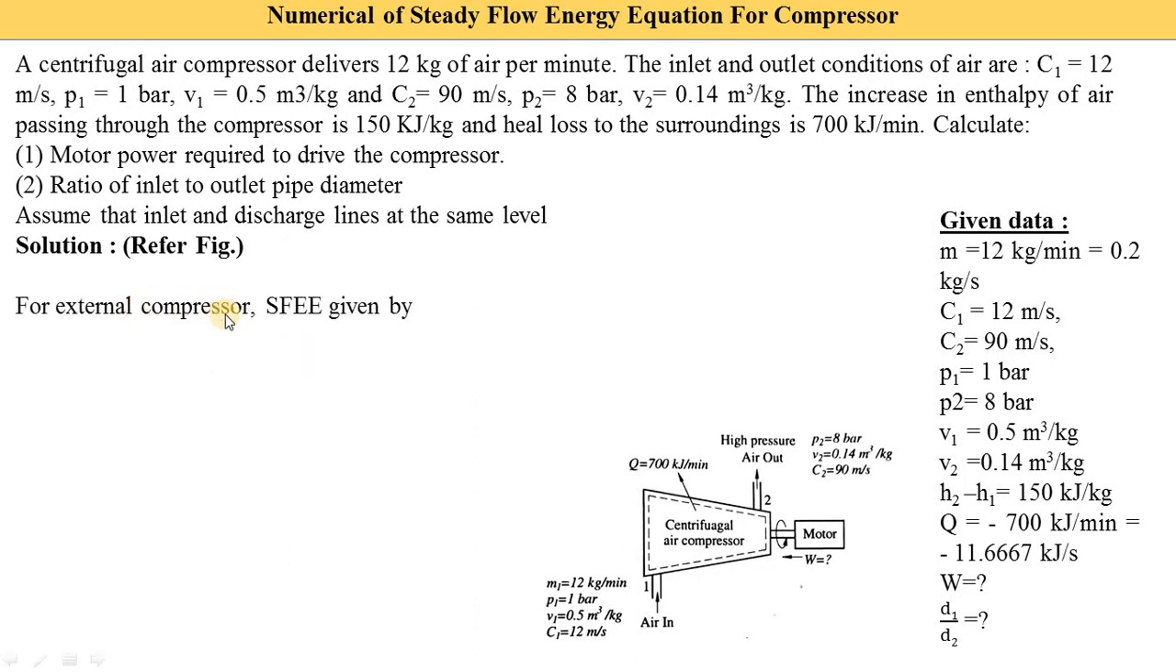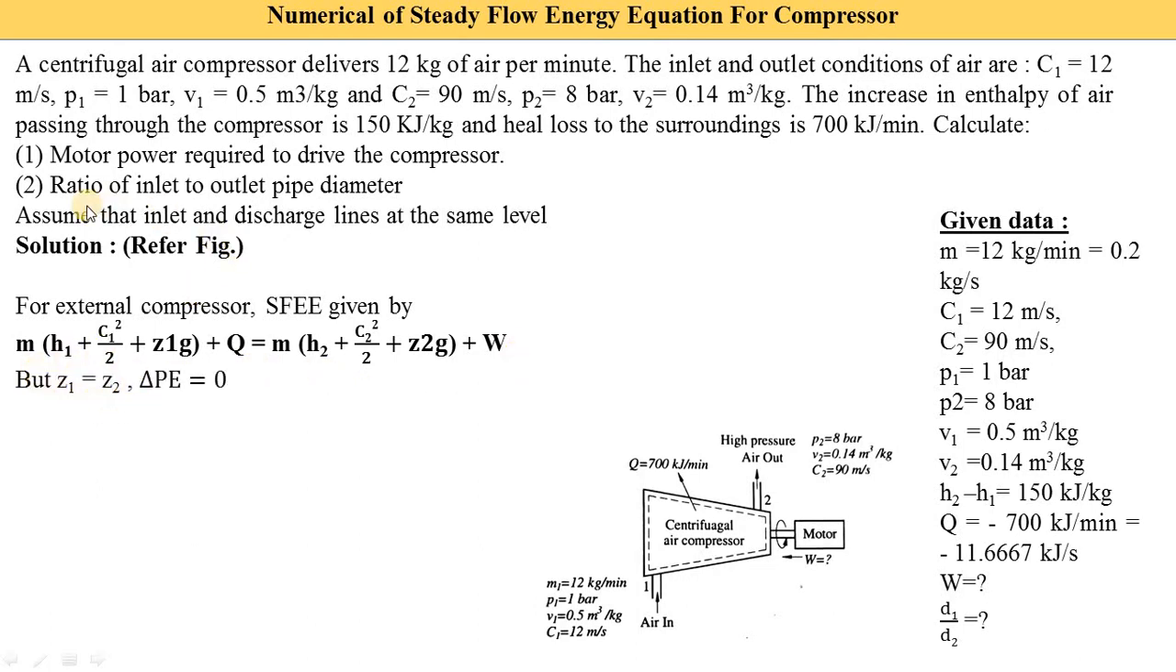For the external compressors, the steady flow energy equation is given by, means it is the generalized steady flow energy equation. That is m times bracket h1 plus c1 square by 2 plus z1g bracket over, plus q is equal to m times bracket h2 plus c2 square by 2 plus z2g bracket over, plus work done. Now we have the values, then we put them in this equation. But before that, it is given that inlet and outlet are at the same level, means z1 and z2 are the same, change in the potential energies is 0. Means this z1g value is 0 and z2g value is 0.